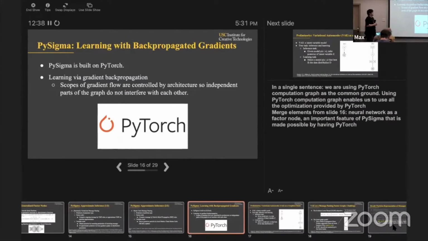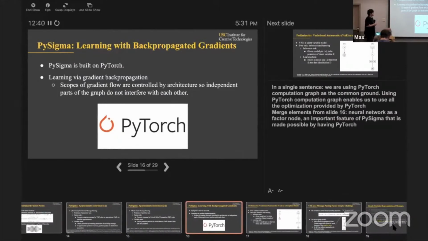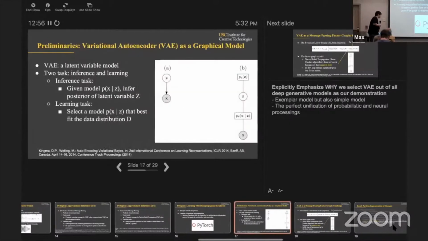And the final thing is that this whole thing is built upon PyTorch, and therefore learning can be done in the PyTorch computational graph. And what the architecture does here is carefully control the scope of the gradient flow so that independent parts of the graph don't interfere with each other.